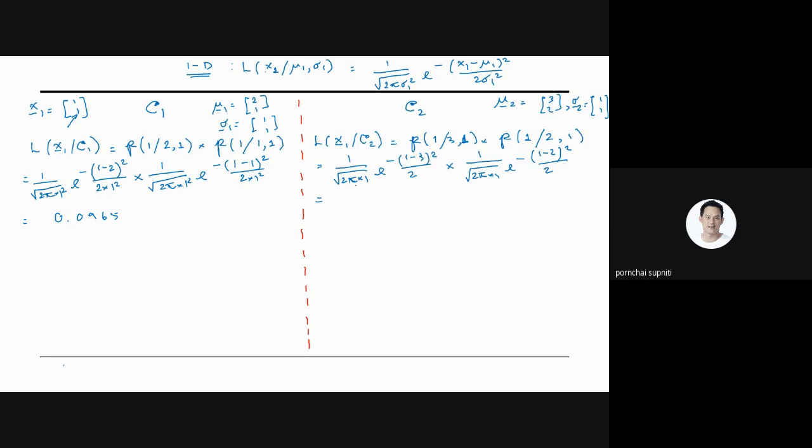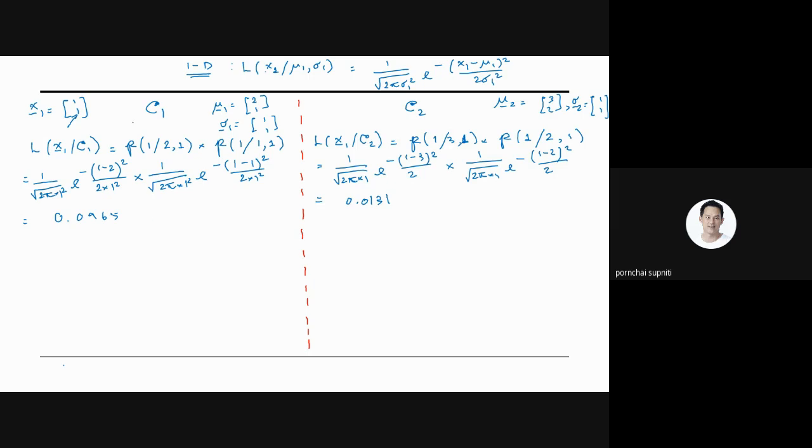And for this one, if I compute it out, I get something like 0.0131. So for data point 1, if I compute it out, I will notice that x1 is more likely to be in cluster 1 than cluster 2, because 0.09 is larger than 0.01. But then you notice that for these two numbers, likelihood is not equal probability.